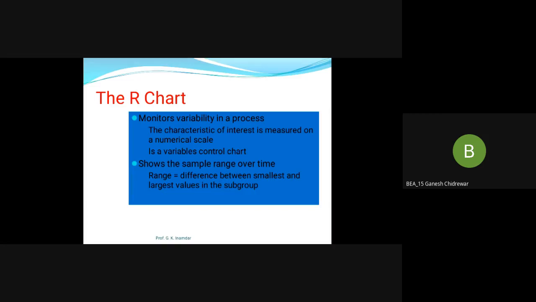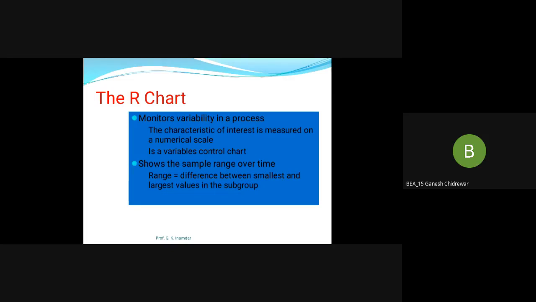Some groups are there. For example, if you look at medical drugs, if you consider tablets, within one packet a minimum of 10 tablets are there, 15 are there, 20 may be there. So this is some standard group, and we have to maintain that numerical scale in the R chart. These are the basic requirements. It shows the sample range over time. Range is the difference between the smallest and largest value in the subgroup.